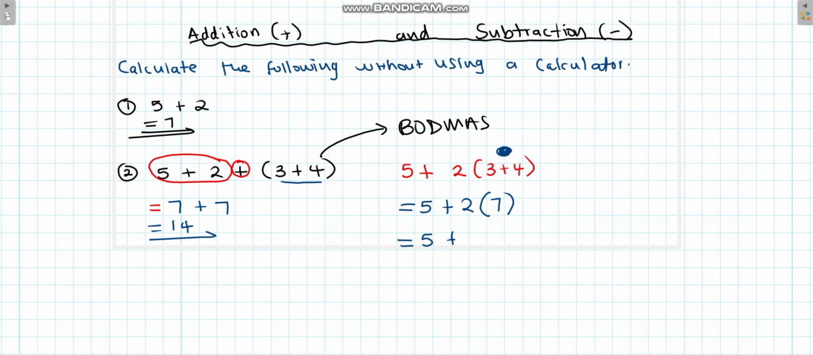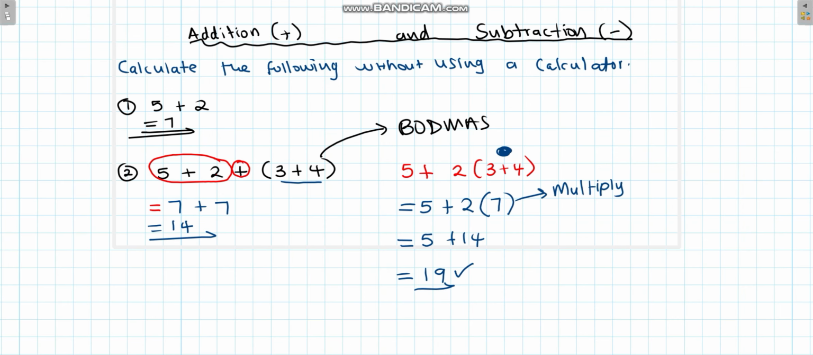Then now we can say 5. Bracket means times. So we are multiplying. So now let's multiply. What is 2 times 7? 2 times 7 is 14. Then now what is 14 plus 5? 5 plus 14 is 19. That's how we do it.